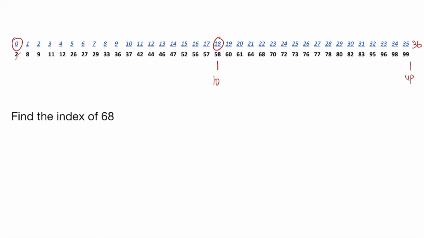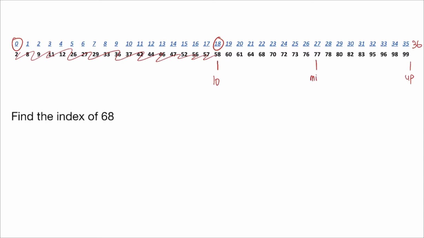And we no longer check any of these elements in this left half. So now we start again. Our lower bound is at index 18 and our upper bound is at index 36. And so we find the middle index. That's going to be 18 plus 36 is 54, divided by 2 is 27. So that's going to be this element right here.